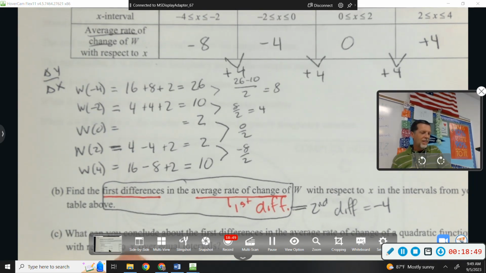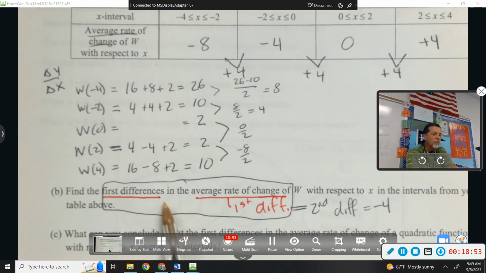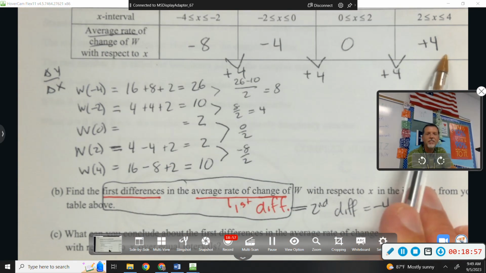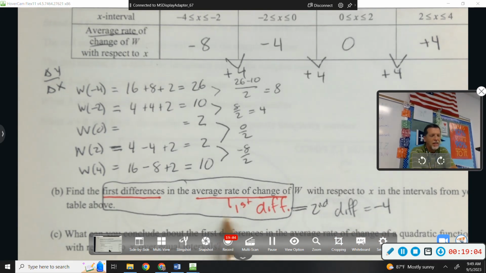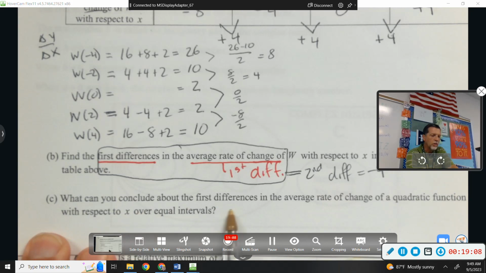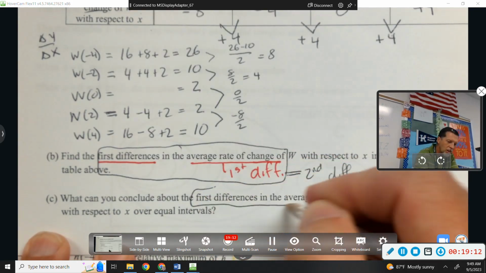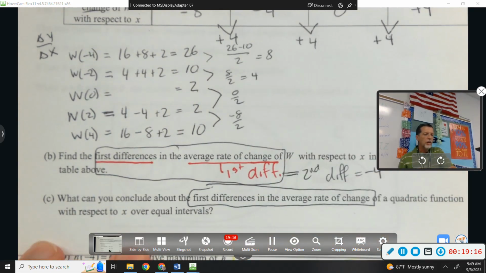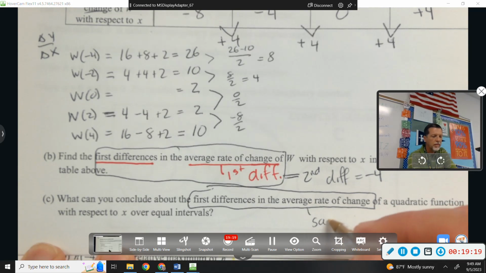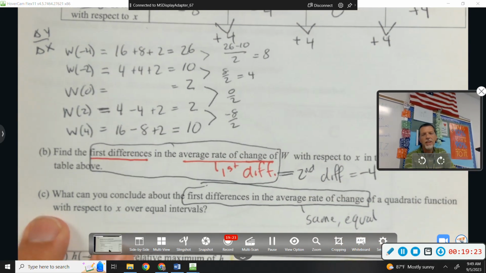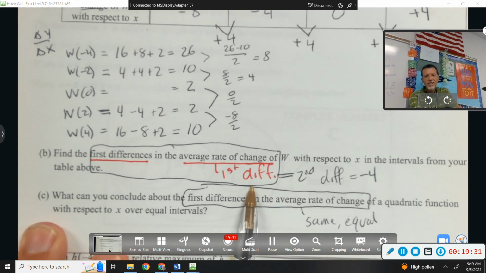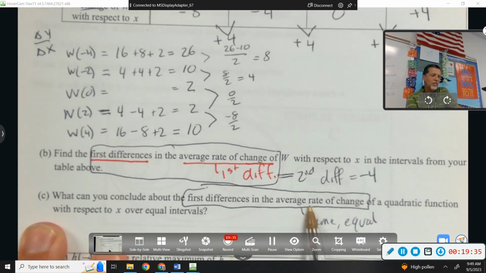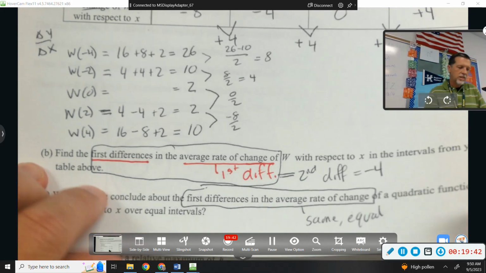Wait, can you explain B again? So find the first difference of the average rate of change. Okay, so this table, this line is the average rate of change. The first difference is 4 each time. Okay, that's all it asked for. Maybe my question is going to come up with C. What can you conclude about the first differences of the average rate of change of a quadratic function? Oh, well, they're the same. They're equal. The average rate of change is sort of a first difference. And so a first difference of a first difference is a second difference, which is why part C is true. Weird question. Should have gone slower.